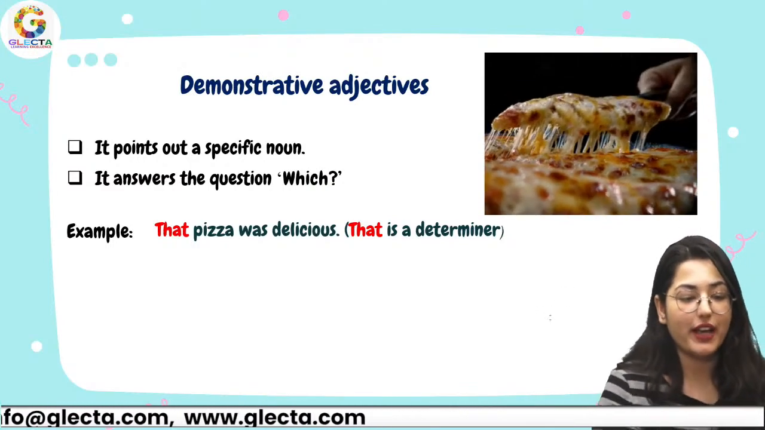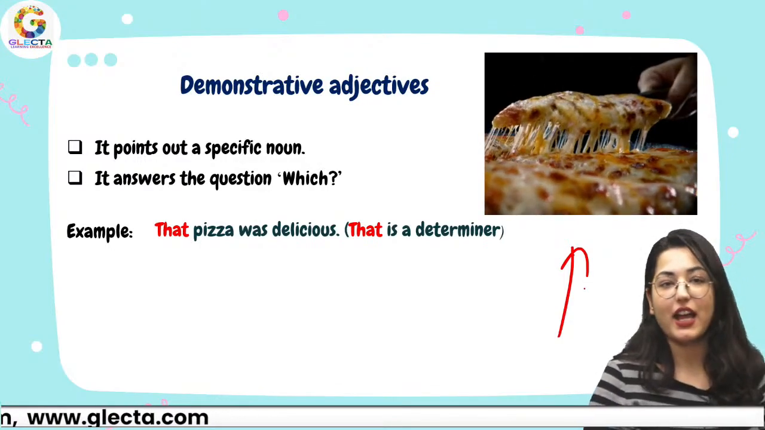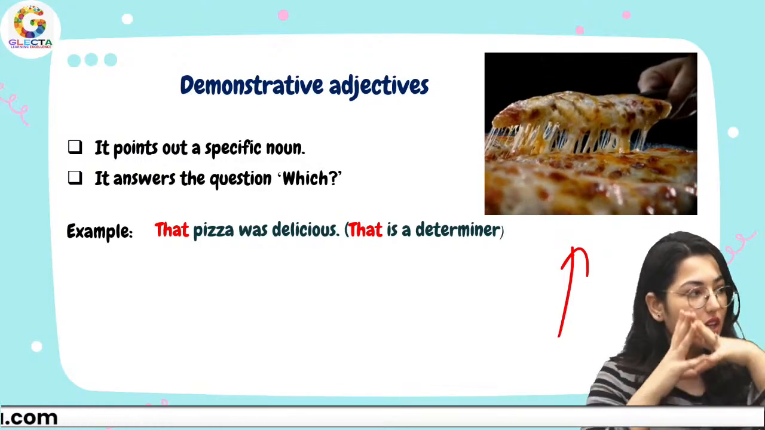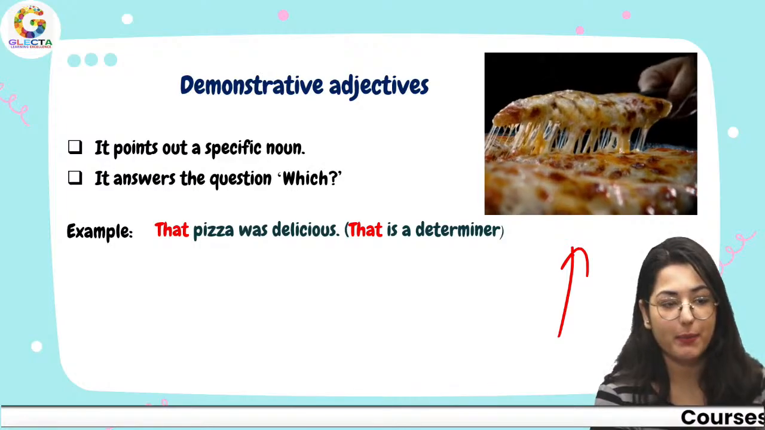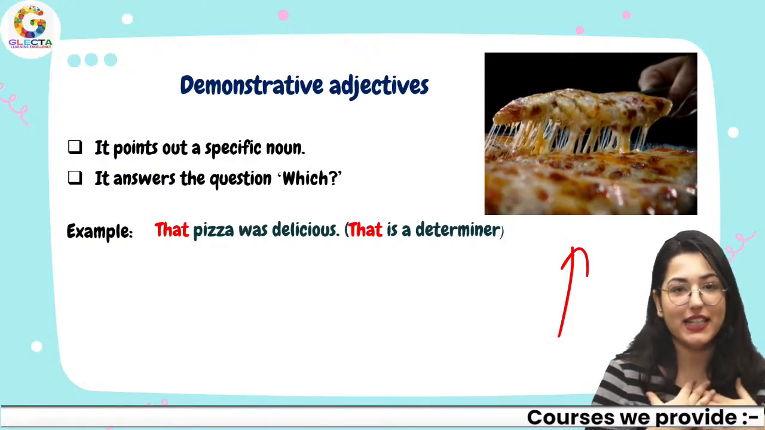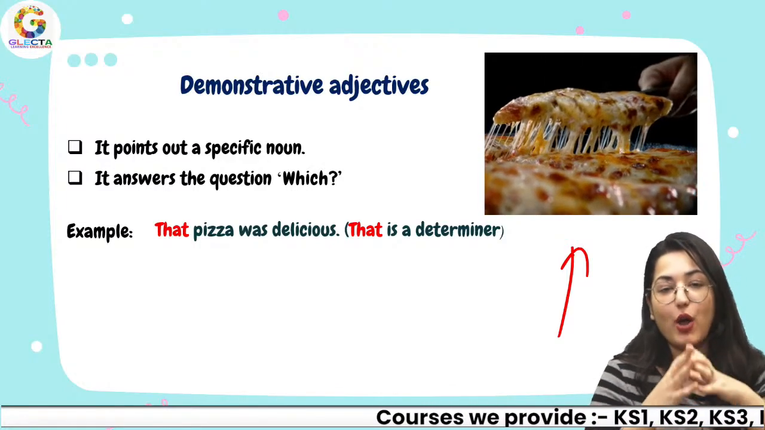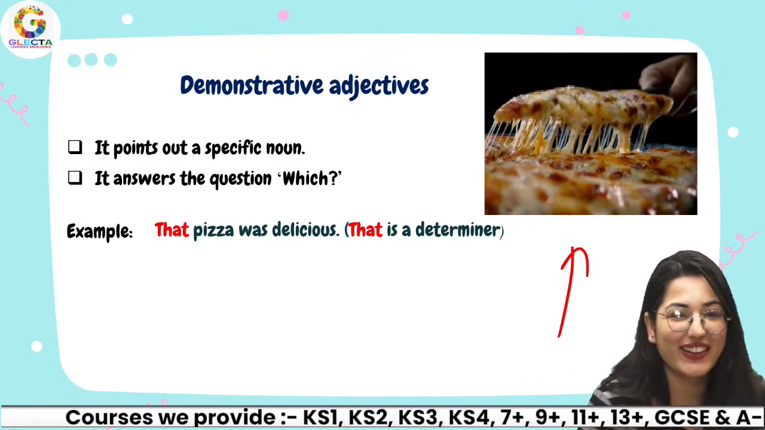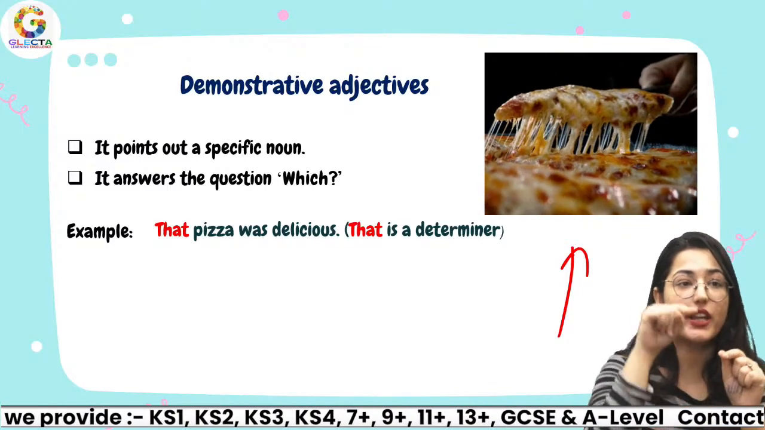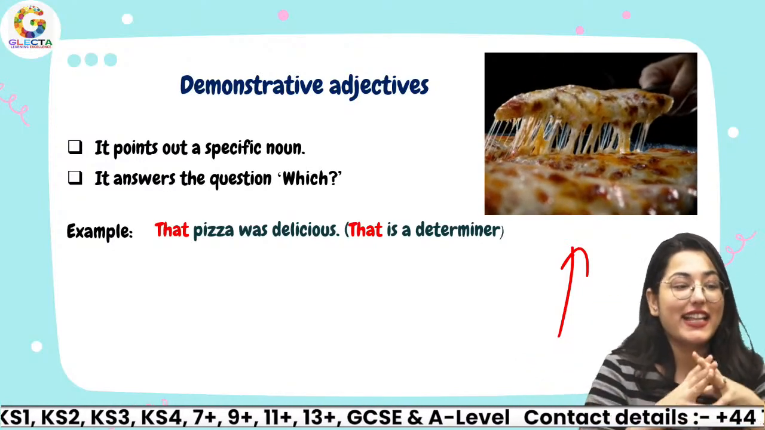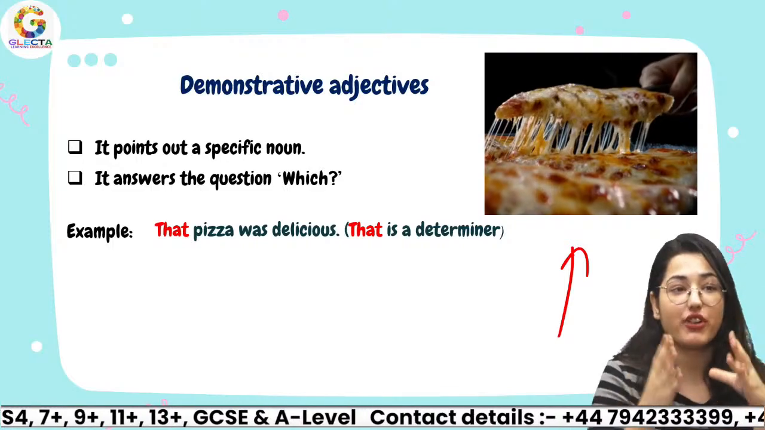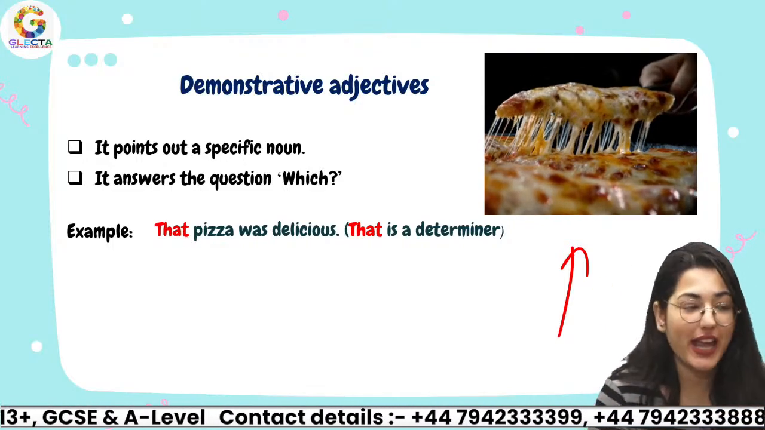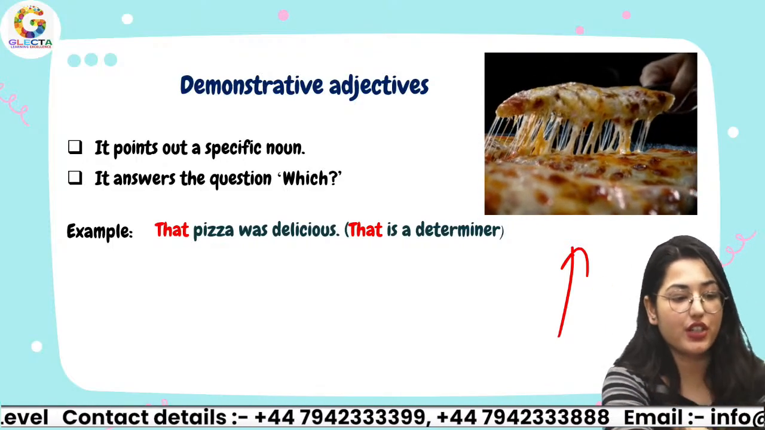So, if you remember, my whole team loves pizza, right? My team loves pizza because I am the leader of my team, like I'm the teacher. And my old students somehow love pizza. That's amazing, right? So, yes. So, when you point out a specific thing, that will turn into a demonstrative adjective. Okay, this, that. That pizza was delicious.